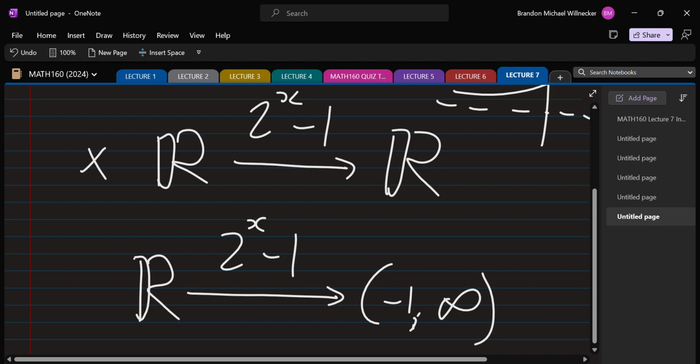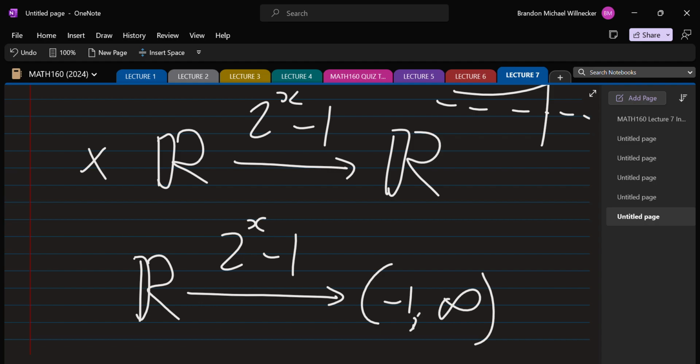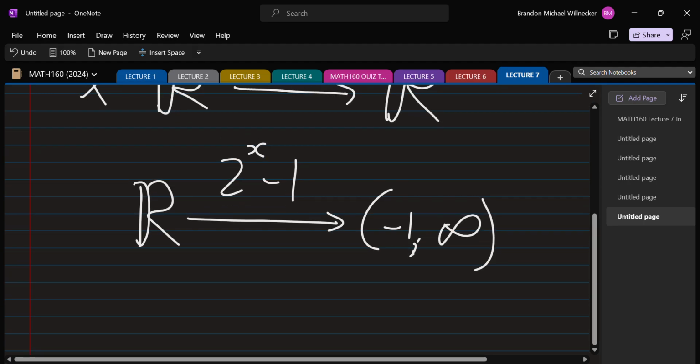2 to the x minus 1. Okay, that looks fine. This is now invertible because it is injective. We knew that from the beginning. And it is now surjective because the range matches the target. So we're all good to find the inverse now. This is fine as is.